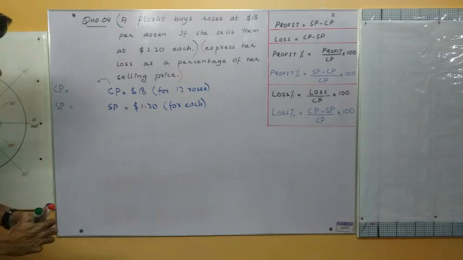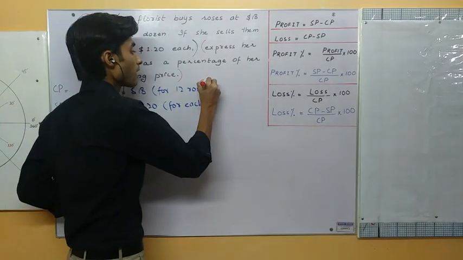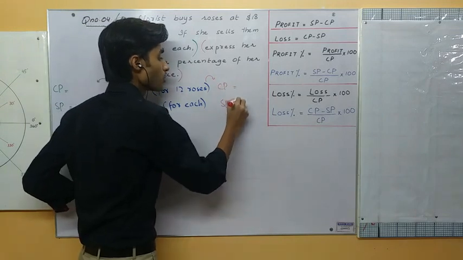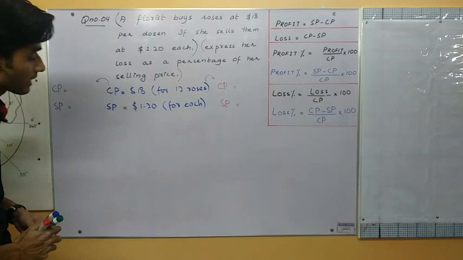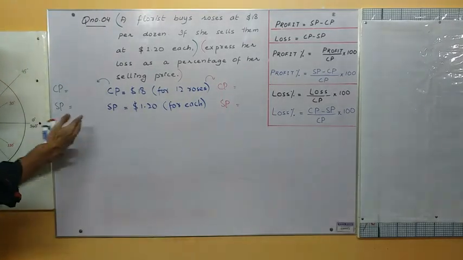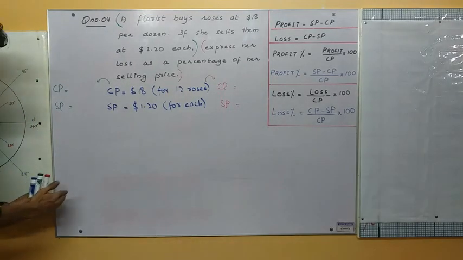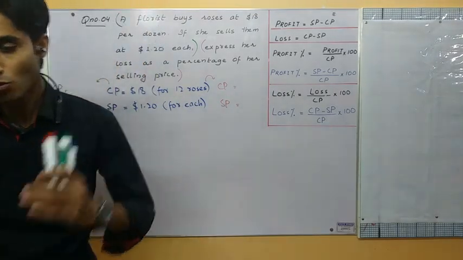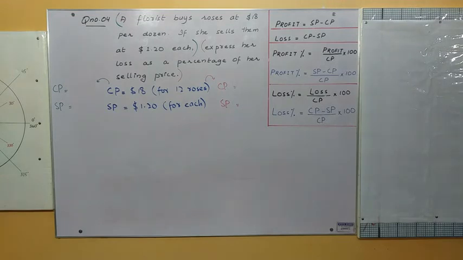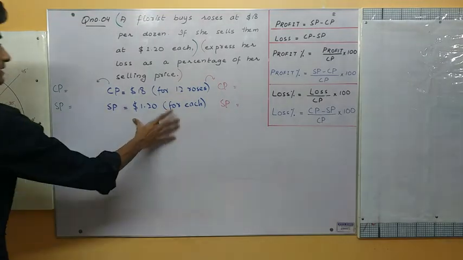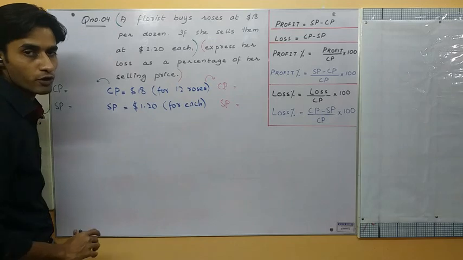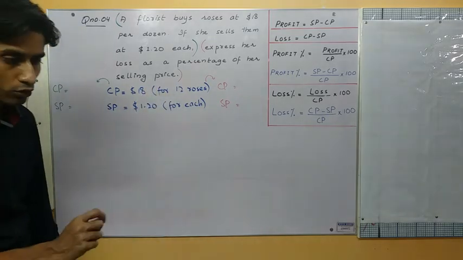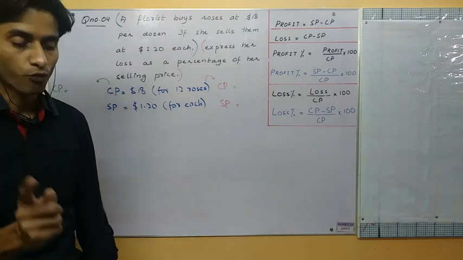I can either go in this direction or I can convert it into cost price and selling price of 12 roses. I can either bring the data to the cost and selling price of 1 rose, or to the cost and selling price of 12 roses. That's totally up to me. But one thing that I cannot continue with is this set. This set is not going to help me because cost price is for 12 and selling price is for 1. They both should be for 12 or both should be for 1.